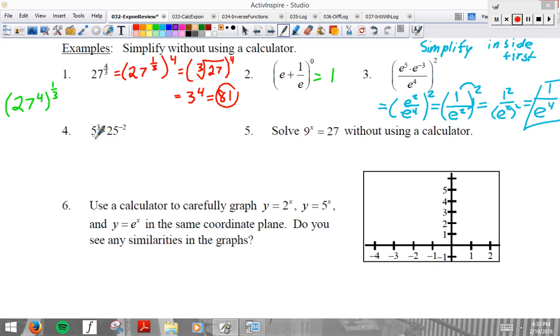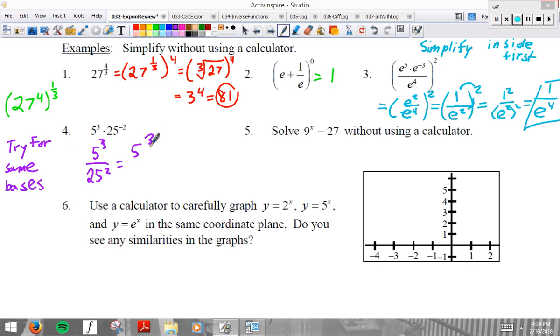So here we don't really have anything useful. One instinct is certainly to rewrite this without the negative exponent and get 5 cubed over 25 squared. And then some students will then square this out, get 625, cube this and get 125, and then do a division. It's easier to get them to have the same base first. Try for the same bases.